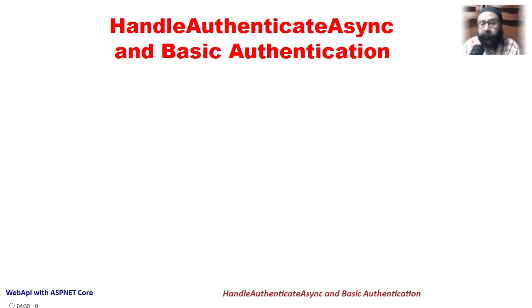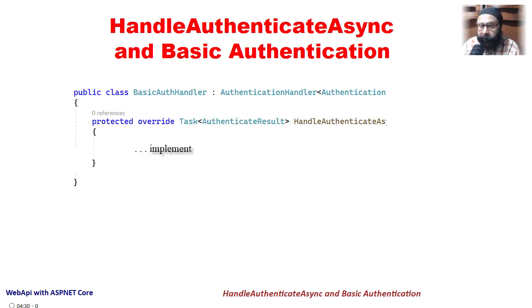The recommended way of implementing a custom authentication scheme is by deriving a class from authentication handler and implementing the handle authenticate async function. This makes the code systematic because the authentication and header parsing code now moves to a dedicated class. This approach also allows us to include multiple authentication schemes in the same project.